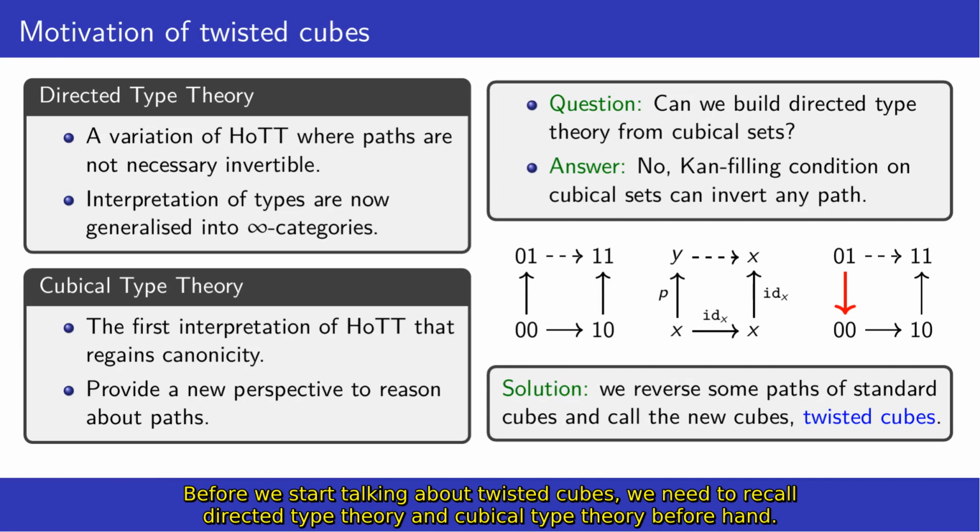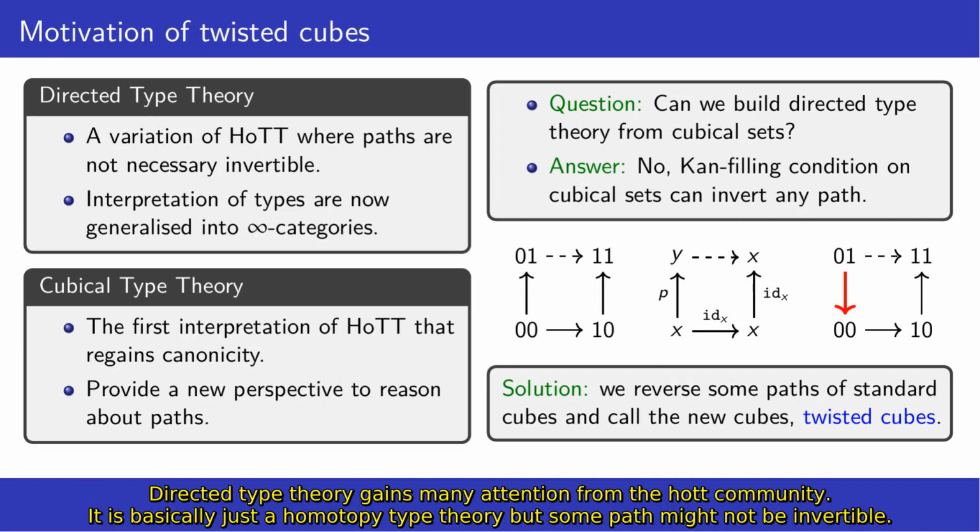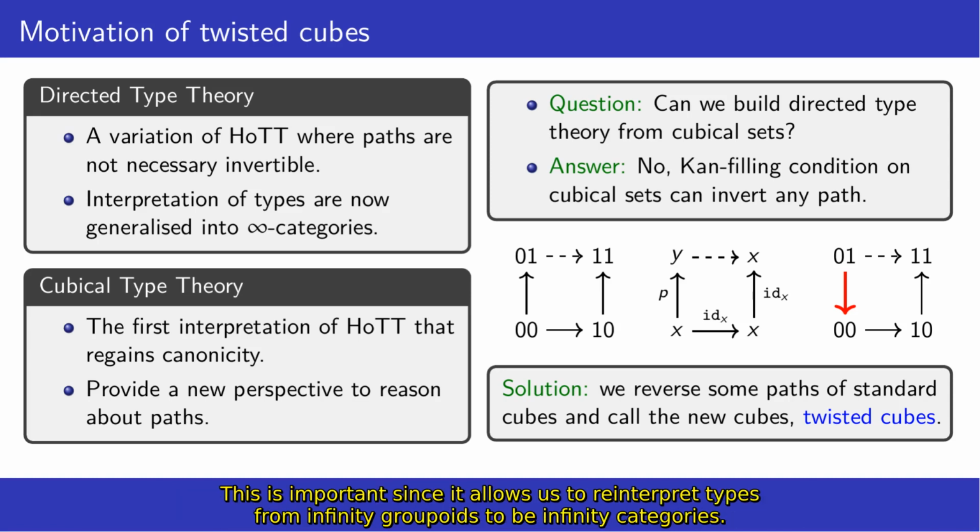Before we start talking about twisted cubes, we need to recall directed type theory and cubical type theory beforehand. Directed type theory has gained much attention from the HoTT community. It is basically just homotopy type theory, but some parts might not be invertible. This is important since it allows us to reinterpret types from infinity groupoids to be infinity categories.